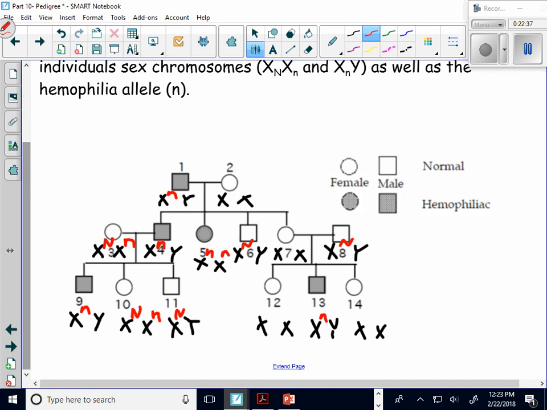Why is that X a little n? The dad didn't have a big N. So dad had to give her that X little n, right? Mom had to give her the X big N. Okay? Where do we want to branch off now, Brandon? We got that side of the family done. Where do you want to go?